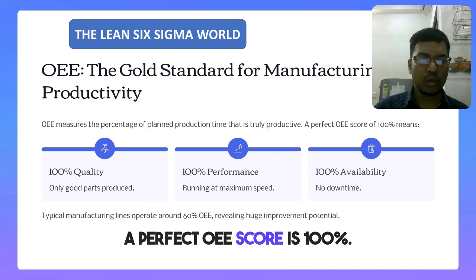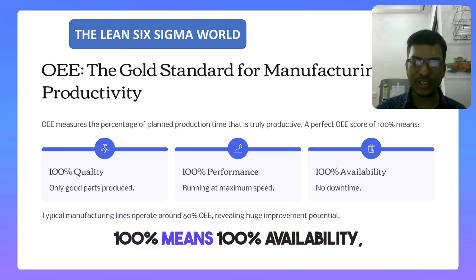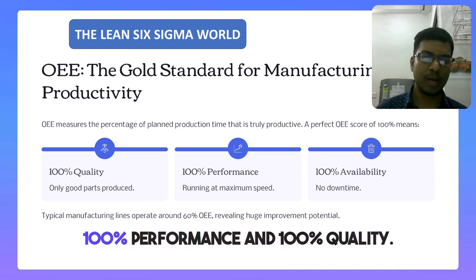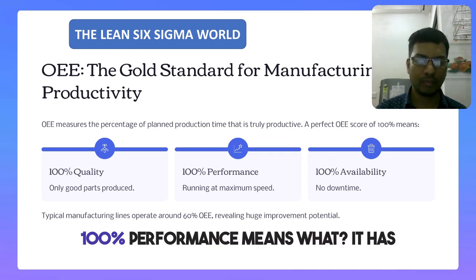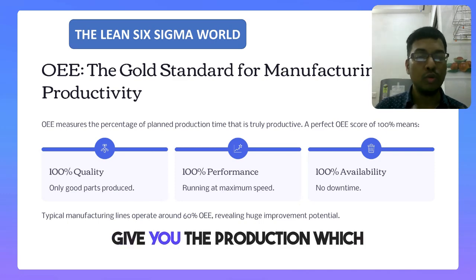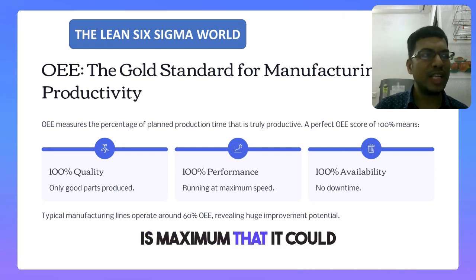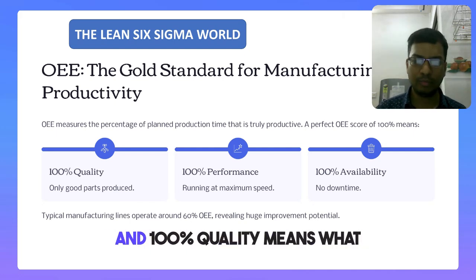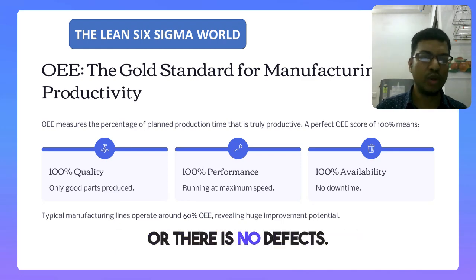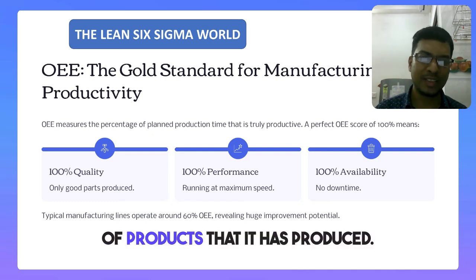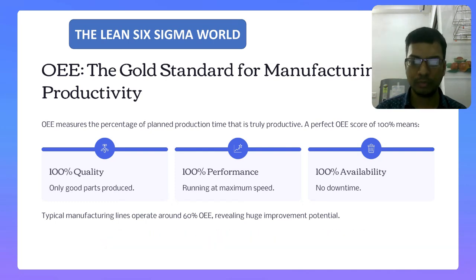A perfect OEE score is 100%. 100% means 100% availability, 100% performance, and 100% quality. 100% availability means what? There is no downtime. 100% performance means what? It gives you the maximum production that it could produce during the period of time. And 100% quality means what? There are no defective products or no defects. There are only good quality products that it has produced.